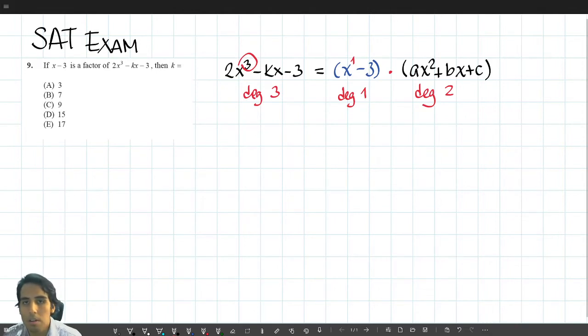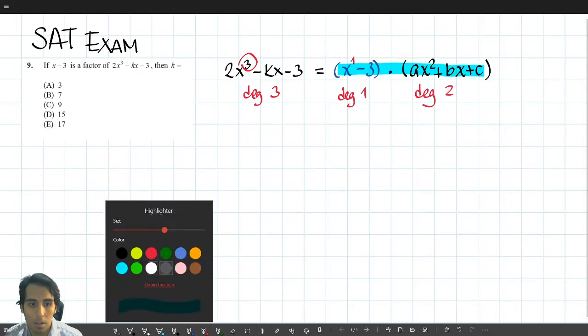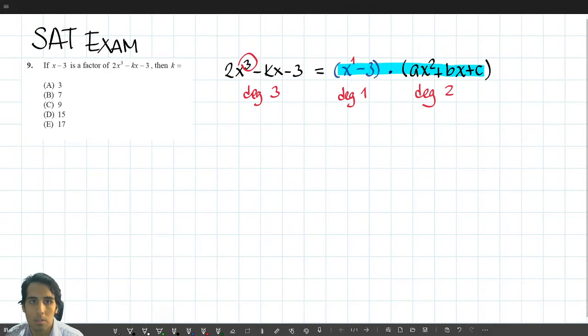So there are many approaches that we can take. The approach that we are going to take, we are going to expand this expression here. We're going to expand it and we're going to compare to the original polynomial here. This is our original polynomial. We will compare coefficients and we will find all the variables that we need, a, b, c, and the variable that we are interested in, which is k.